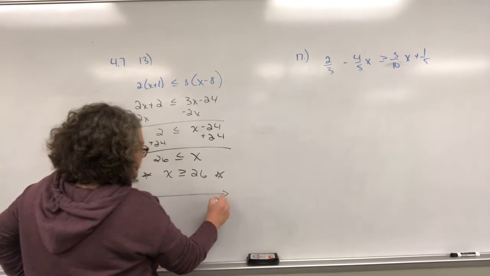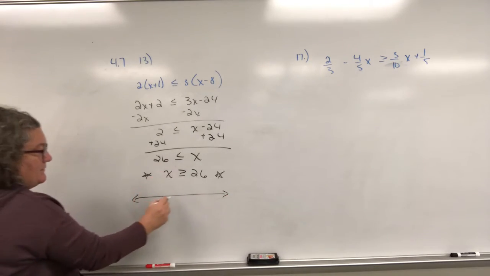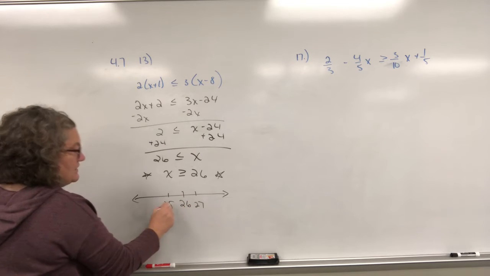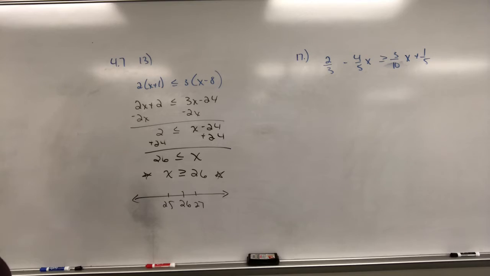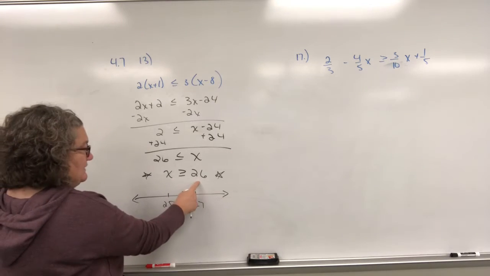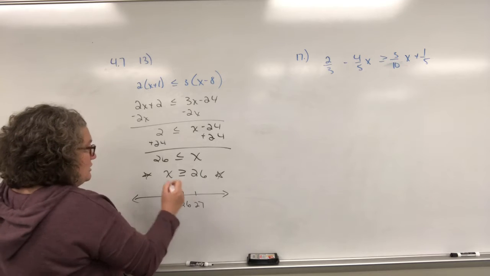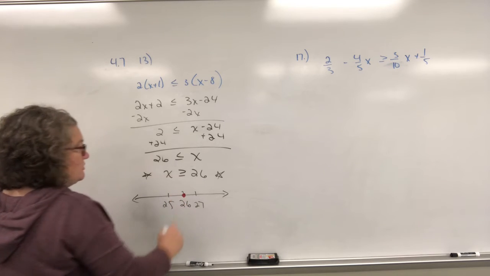So if I graph this, I do not want to start at 0. That's a big number. I want to make sure I have 26 and then have some numbers around it. You do not need to have lots of numbers. You just need to make sure you have at least the number we're dealing with. It has an equal sign, so that means I'm going to put a closed circle.